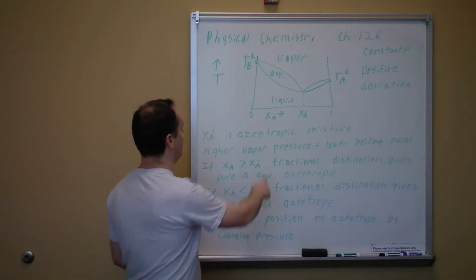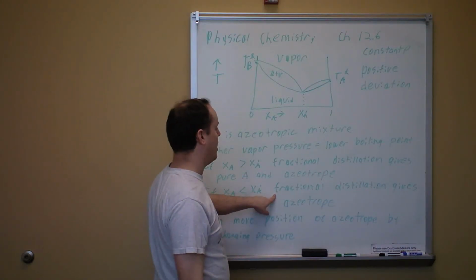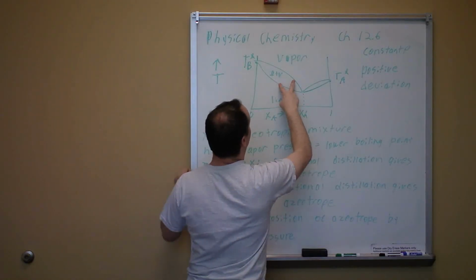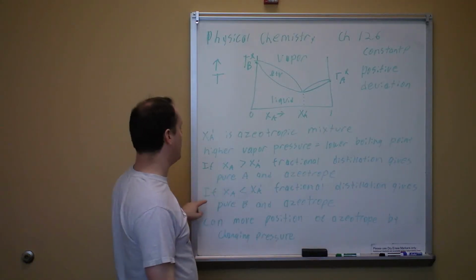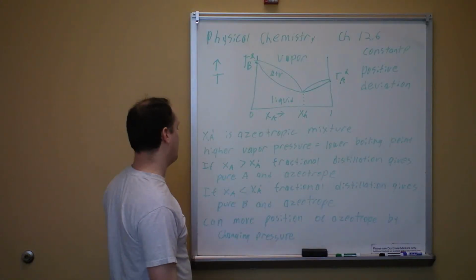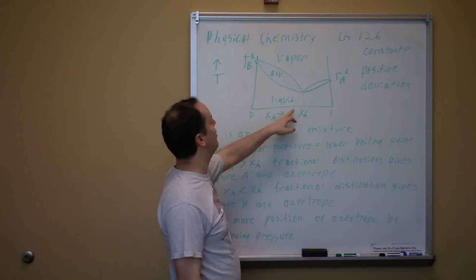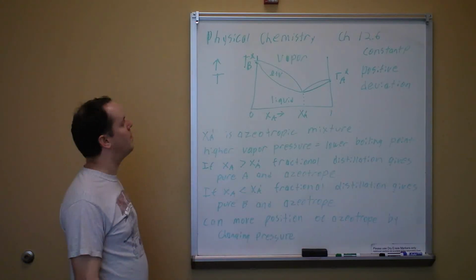Now, if the mole fraction that you start out with is over here, left of the XA prime, and you do fractional distillation, remember, one theoretical plate will do this, but then you keep spreading out those and those and those, and eventually what you're going to end up with is pure B and your azeotropic mixture. Now, you can actually change the pressure, and that will change the position of your azeotropic mixture.